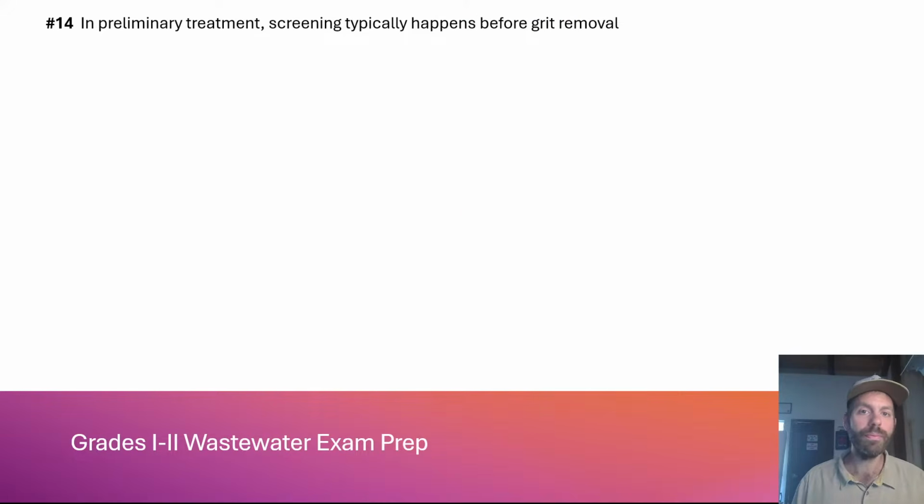Number 14, in preliminary treatment, screening typically happens before grit removal. True or false? And this is true. Yeah, it's just the order of operations. Get the sticks and the frogs out first, and then slow it down, let the grit settle.